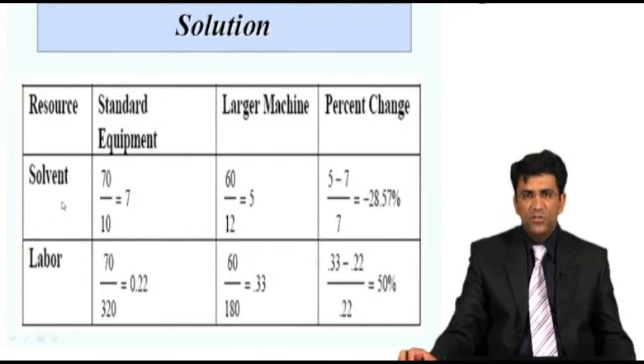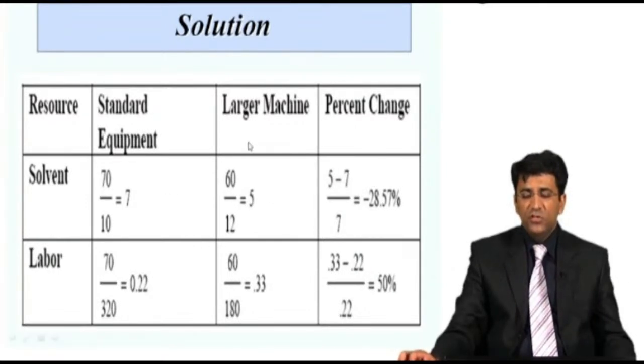Two types of inputs are used in this particular example, that is the solvent and the labor. If we calculate the productivity with respect to the solvent, then with the standard equipment, the productivity will be equal to 70 divided by 10, which is equal to 7. This is our old output, and this is our input with respect to the quantity of solvent used before the introduction of the new machine.